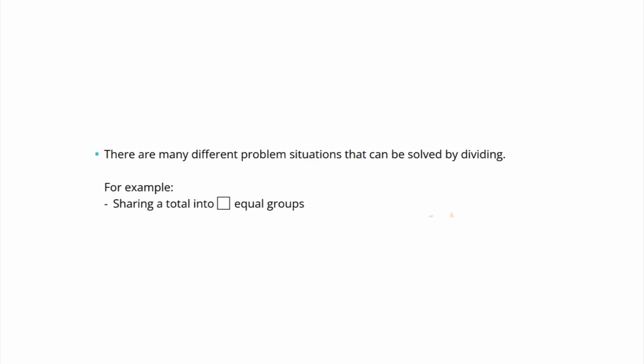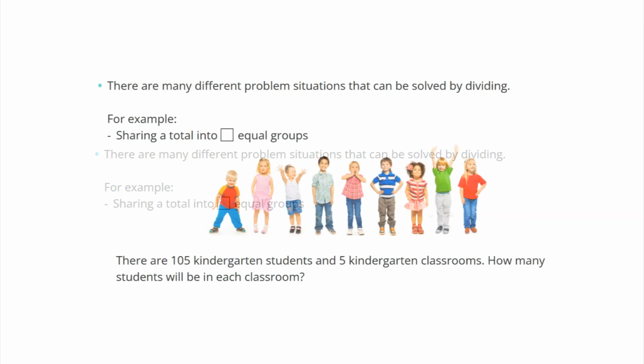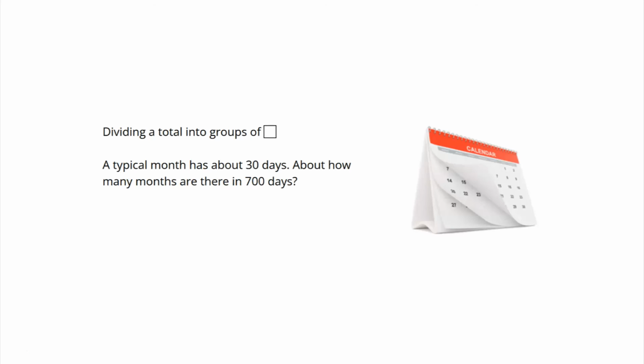For example, sharing a total into some number of equal groups. Here's an example. There are 105 kindergarten students and 5 kindergarten classrooms. How many students will be in each classroom? Dividing a total into groups of some number. A typical month has about 30 days. About how many months are there in 700 days?